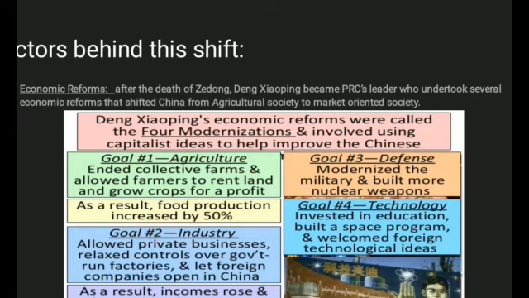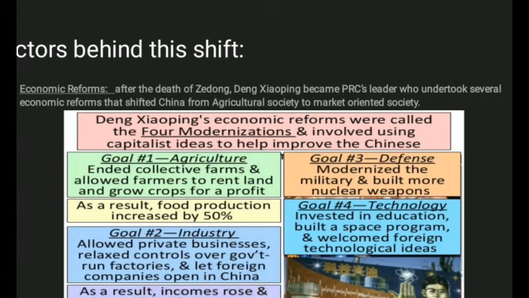Goal 2, industries. He allowed private businesses, relaxed government control, let them run factories, and let foreign companies open in China. This mainly happened with the law on Chinese foreign equity joint ventures in 1979, which opened foreign investment in China. And this really established China's trade relations with the USA because then they had very good diplomatic relations. As a result, income rose and the Chinese bought consumer goods like TVs and appliances.